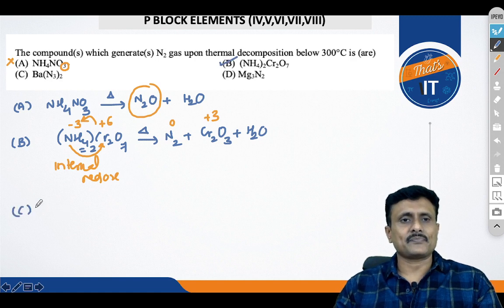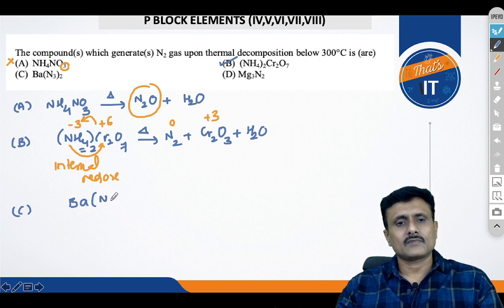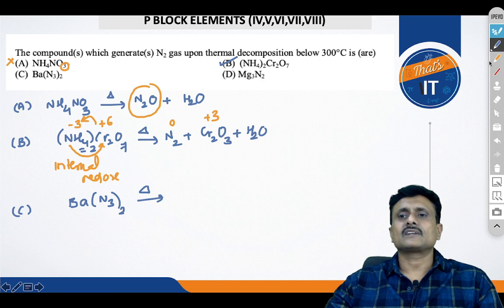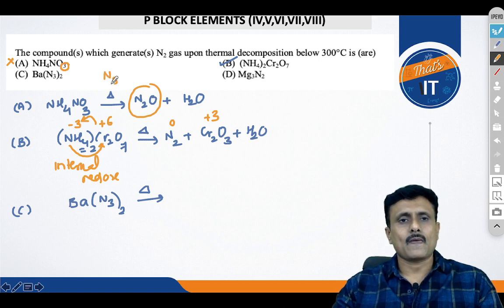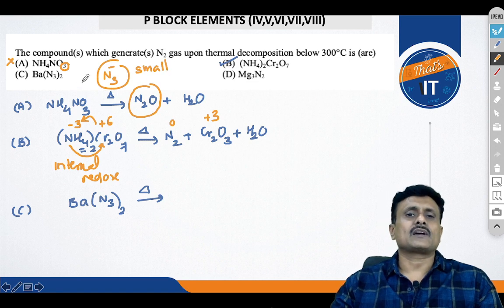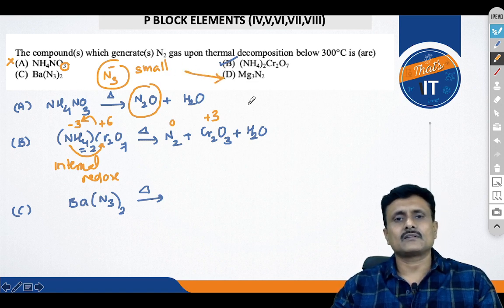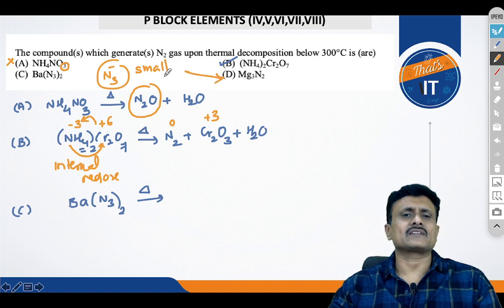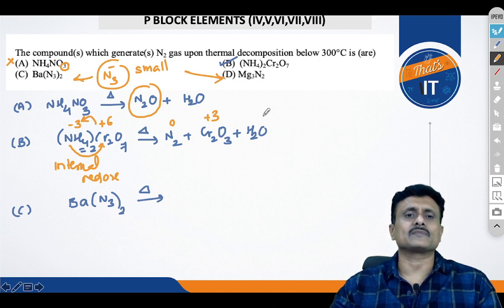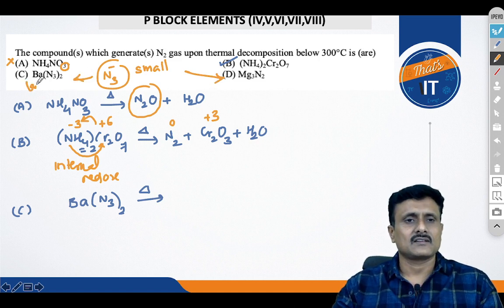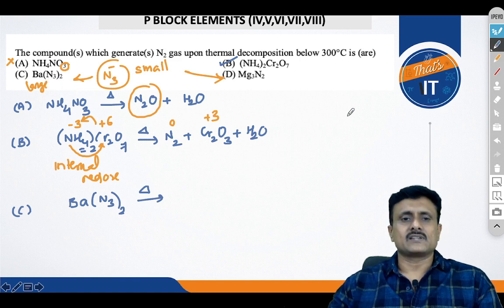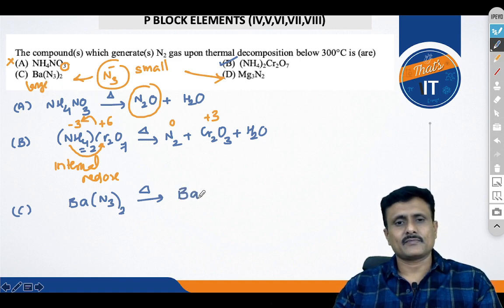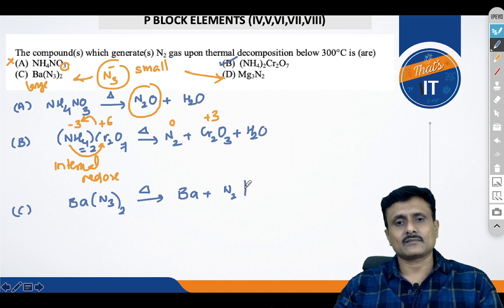And you know that when you take barium azide, that is N3 minus, it is smaller in size because of the nitrogen atom. It would have a stronger bond with the magnesium species but not with the barium species, because barium is large. So this upon heating gives rise to barium and N2 gas.